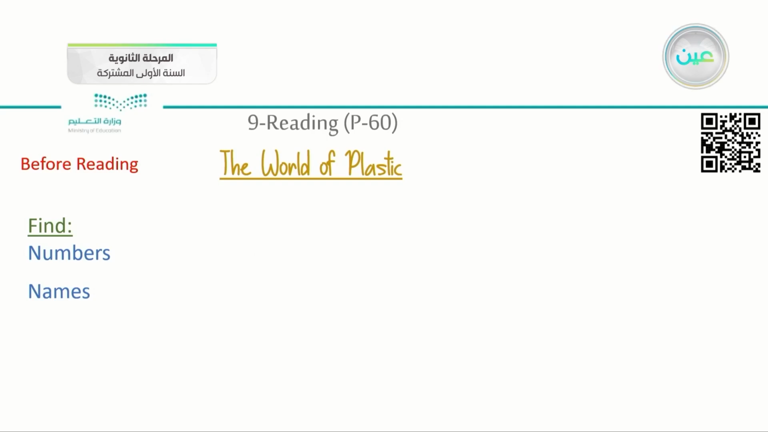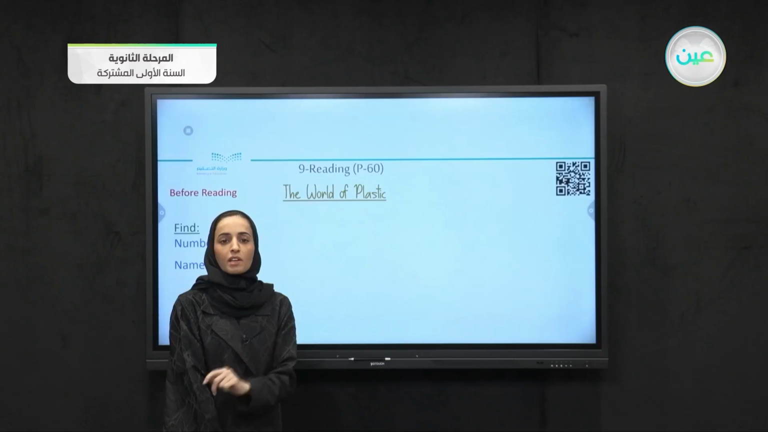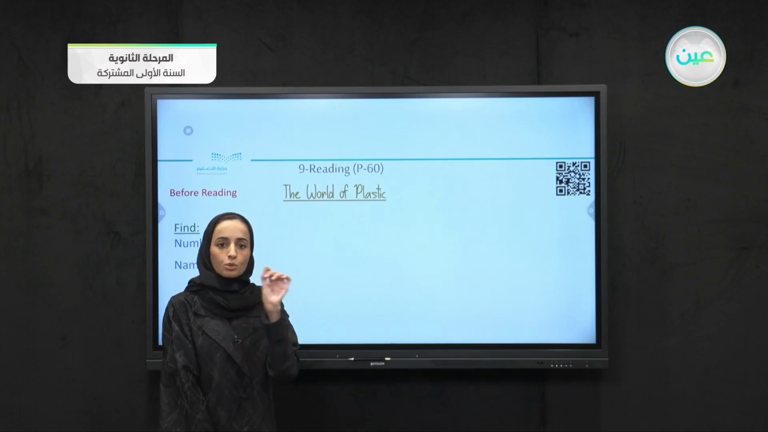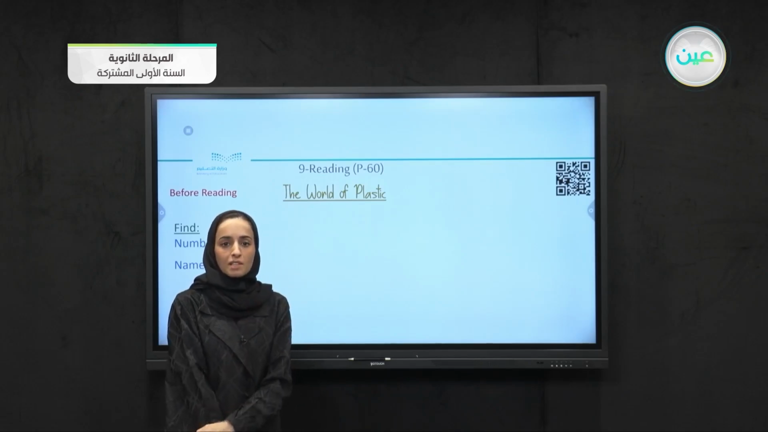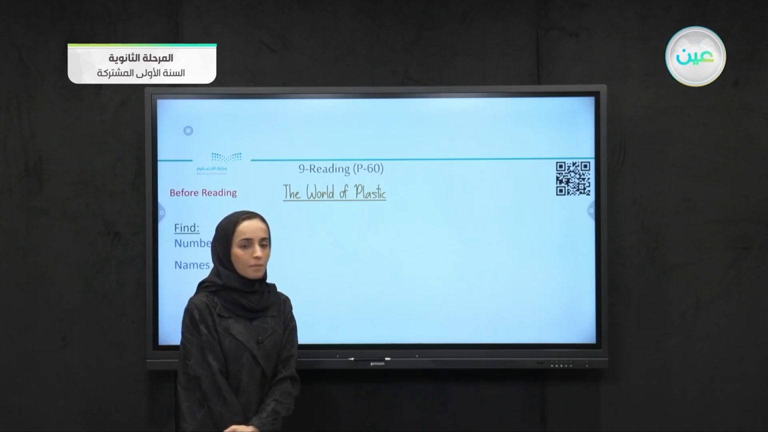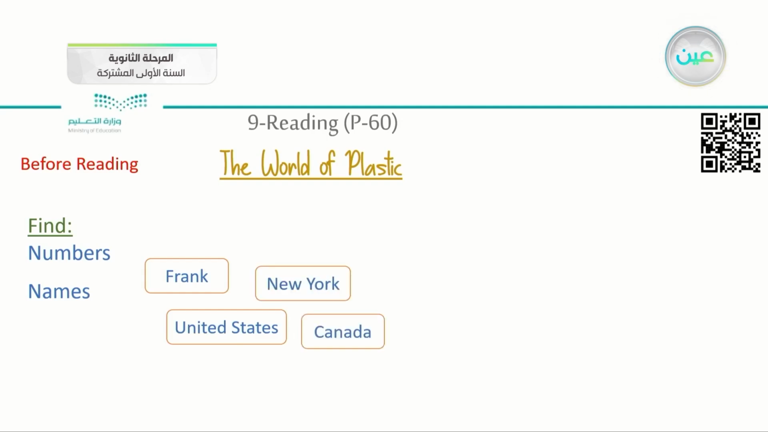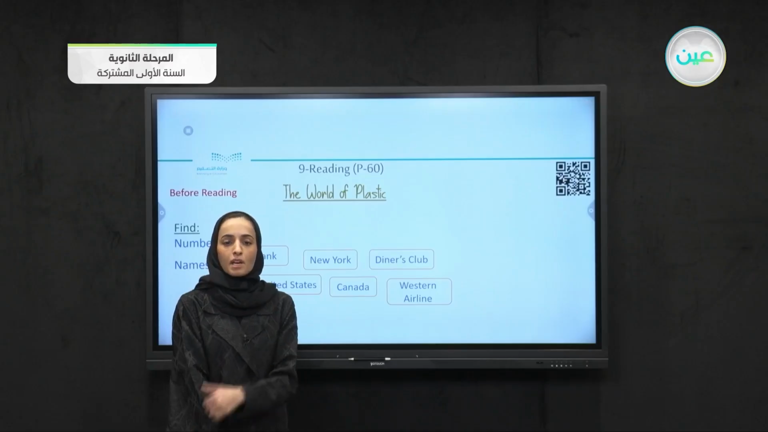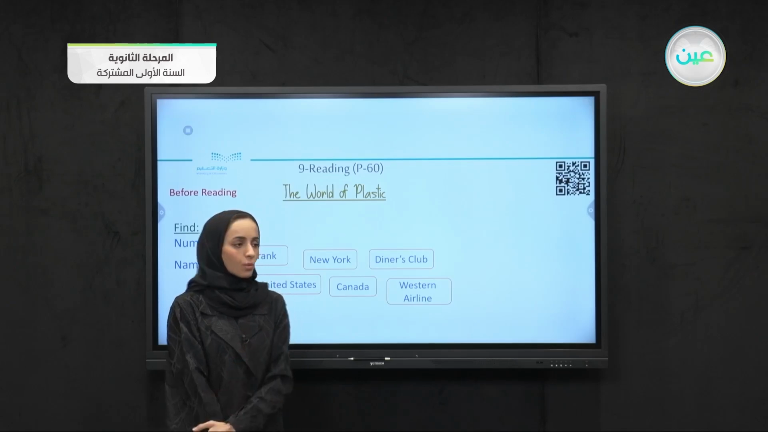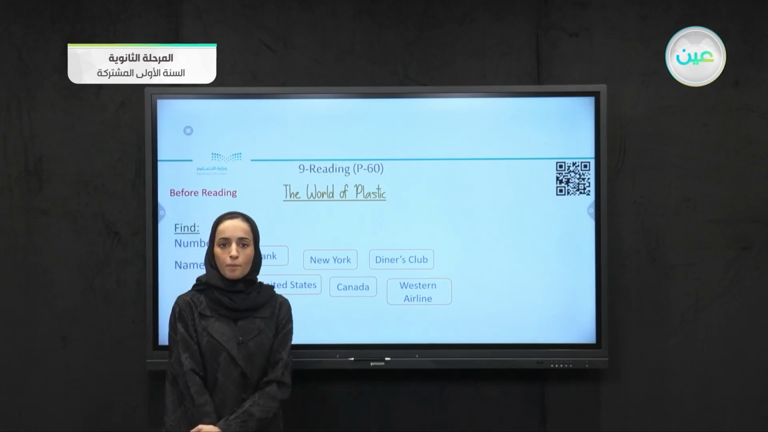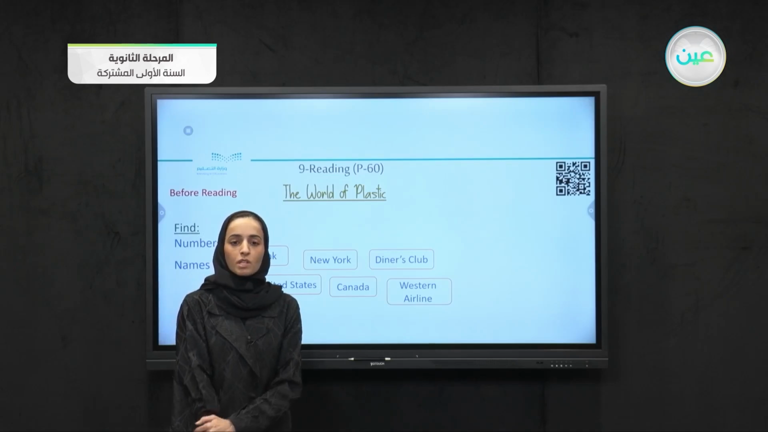People's names, cities' names, a name of anything. As a hint for you, I want you to come up with anything that is capitalized in the middle of the text. Like Frank, someone's name, United States, New York, Canada, Diners Club card, and Western Airline. All of these are names. Airlines names, countries, cities, we're having someone's name and a card name. A key word for this one, try to find the capital letter.